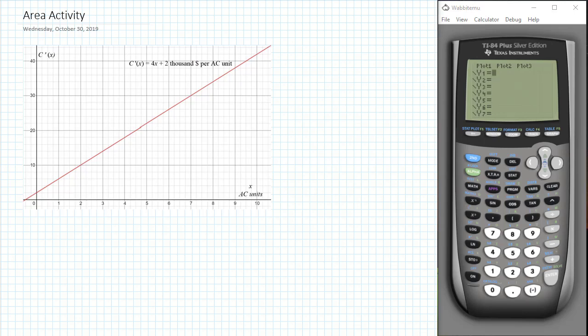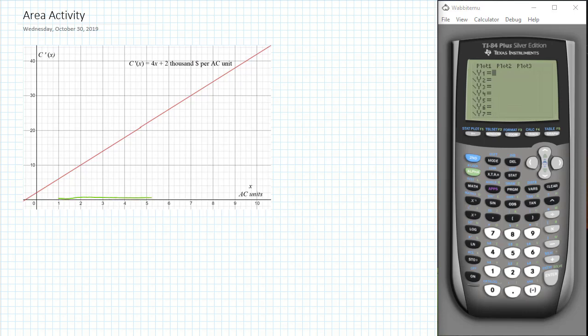The formula is 4x plus 2, and we know it's a derivative because of those units, thousands of dollars per AC unit. The per means that this must have come from a slope. So what I'm going to do is find the area here going from 1 to 9 below the curve but above the x-axis. So let me draw that in here.